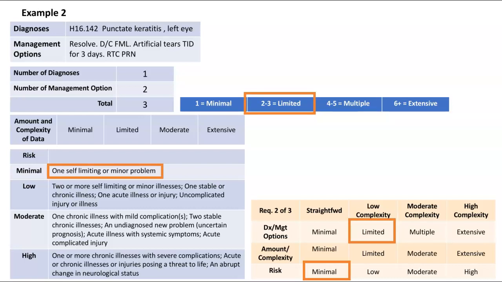It's one self-limiting minor problem or one minor problem. It's no longer being pharmacologically treated. We're not having to come back for a follow-up. It's going to resolve at this point. So now it's considered minor.